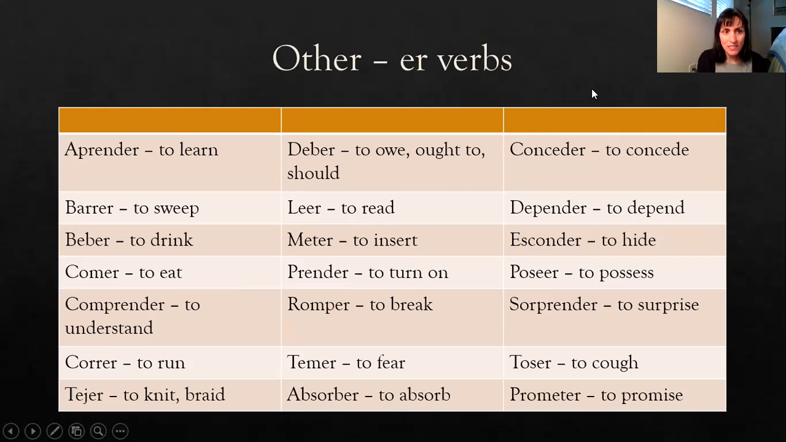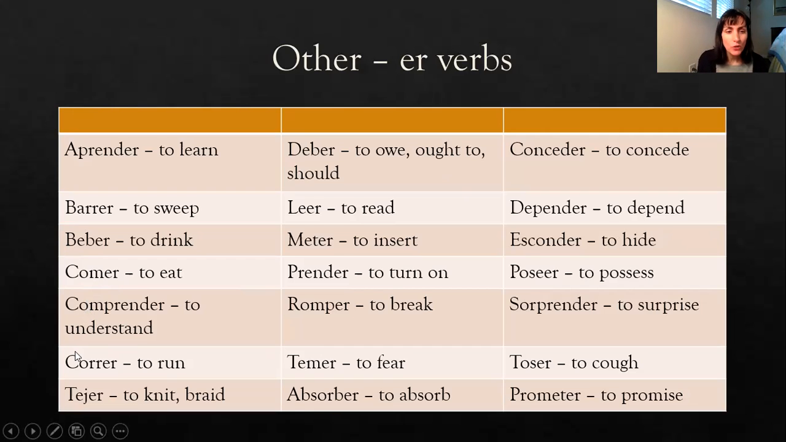All right, so here are some other verbs. These are other ER verbs. They all follow the same pattern. Aprender means to learn. If you want to say I learn, it would be aprendo. Barrer, to sweep, I sweep, barro. Beber is to drink. What would I drink be? Bebo. Comer is to eat. What would I eat be? Como. Comprender is to understand. What would I understand be?